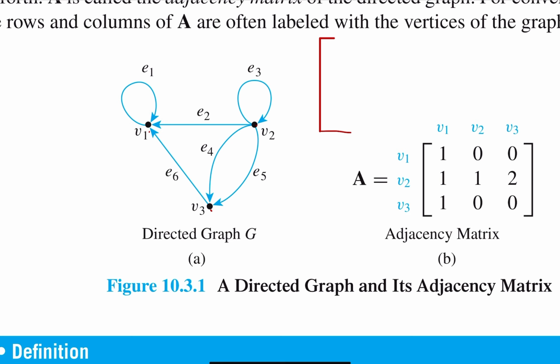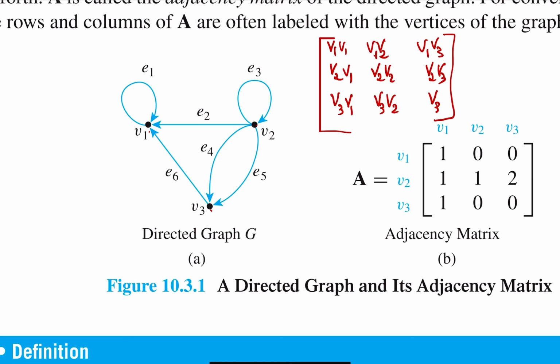So you can write down like this: V1V1, V1V2, V1V3. So what does it mean? First line, first column. First line, second column. First line, third column. That's the meaning, okay? If you go to V2V1, it means second line, first column, okay? V2V2, V2V3, and V3V1, V3V2, and V3V3.